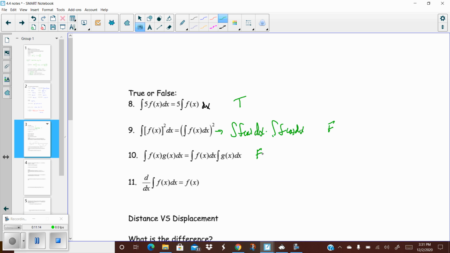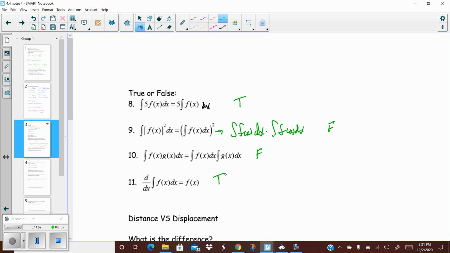And then the last one, 11, says that I'm going to take the derivative of an integral of f of x dx. Now notice this is not exactly the same thing as that fundamental theorem part 1, because there's no bounds here. So there's no x's for me to plug anything into. But if you really think about it, if I were to take the integral of f of x, it's going to give me the antiderivative of f of x. But then I take the derivative with respect to x, it's going to put me right back to where I started from. So this is a true statement. It will just give you the original function back.